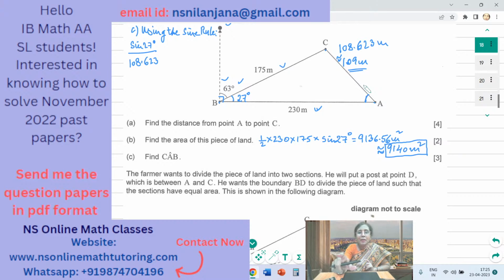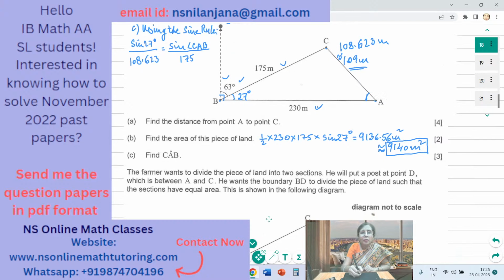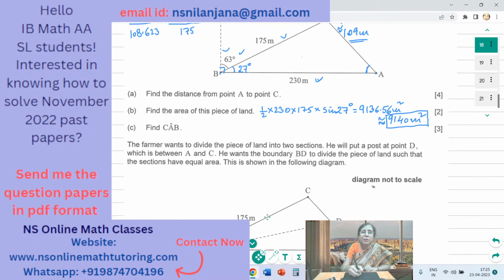For subpart A's answer, it should be 109 meters. But for subpart C, using that length of AC, we will not be using 109 meters, but 108.623 meters. So this is equal to sine angle CAB over 175. This they have given, so it is a positive integer value.